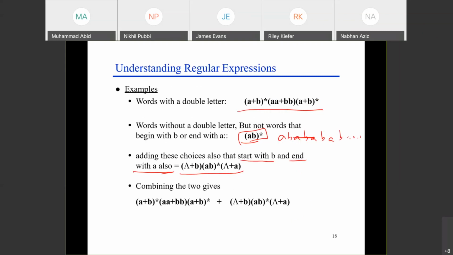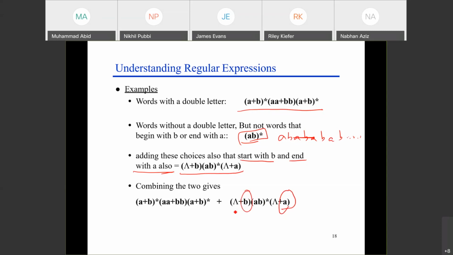Now if you combine these, what is this regular expression? You will get, it is not A plus B whole star. This is just all words with double letters and without double letters. This is something like this because you can generate only A from here, and you can generate only B from here.